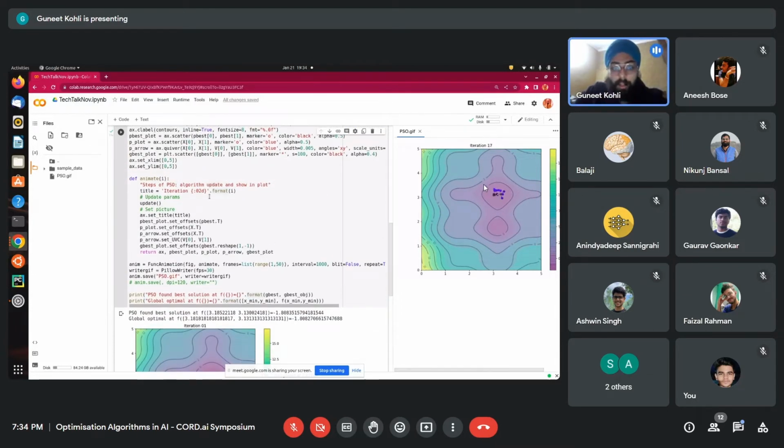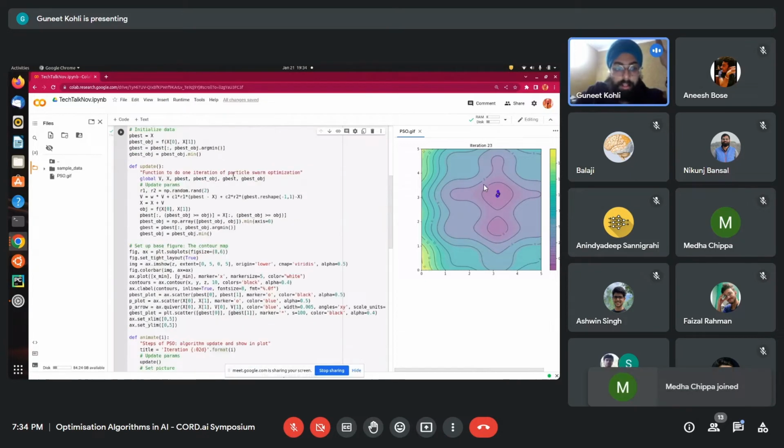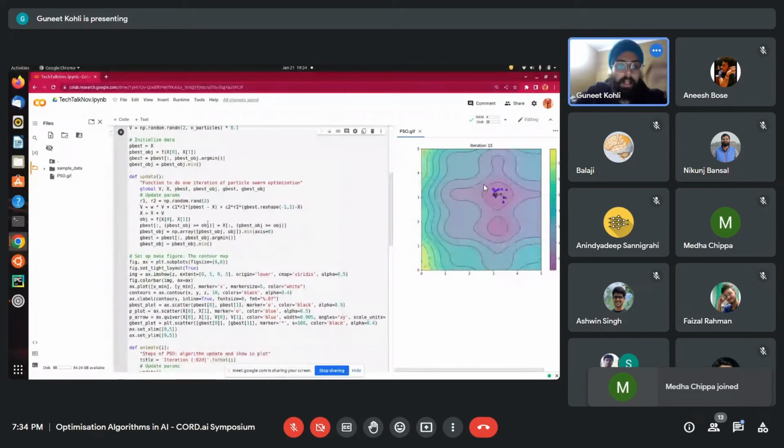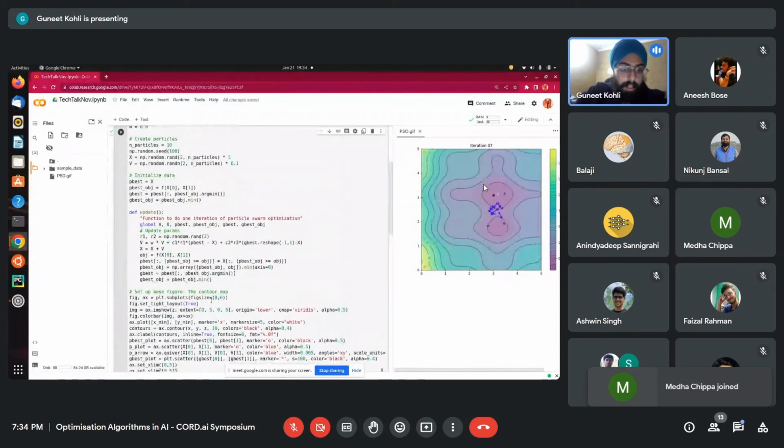Now I'll share this code later if you want to go through it. It's a very simple function, not a complex thing, so don't focus too much on this part because it's just the plotting aspect. What is important for you all to look into is how the update is happening. This is the use of those formulas that I used.